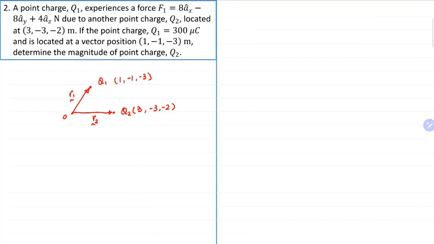Similar to question 1, we can write down the vector between 1 and 2. So our vector between 1 and 2, we call that our vector R. And again, draw it by convention. The vector force F2 is in the same direction as our vector R, and our force F1 is in the opposite direction of F2.